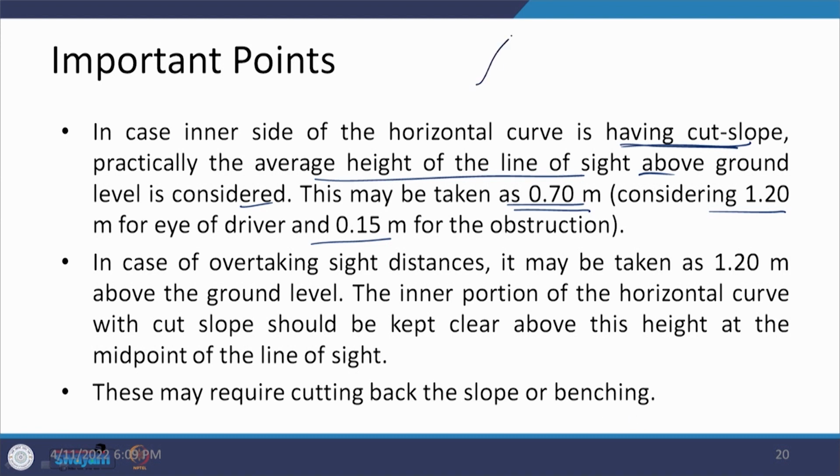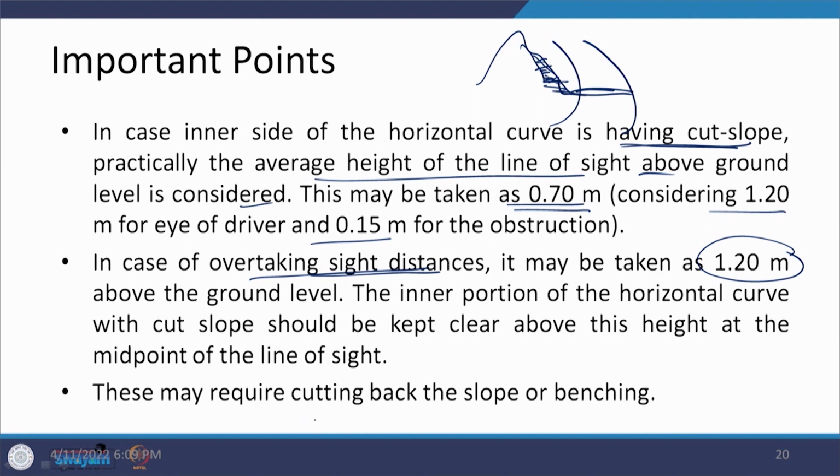So, that means on this type of a system, where the road is passing, if the line of sight is getting a problem because of this obstruction, you have to cut it in this manner. Up to a height of 0.7 meter, this material is going to be cut. Now, for overtaking sight distance, as both values for eye level and obstruction are 1.2 meters, we can consider 1.2 meters above the ground level.